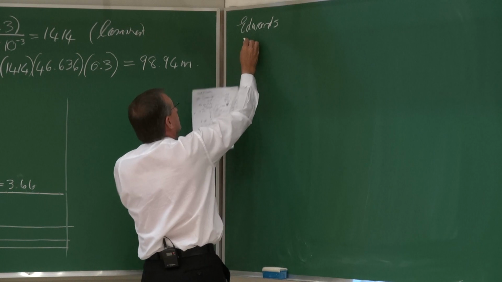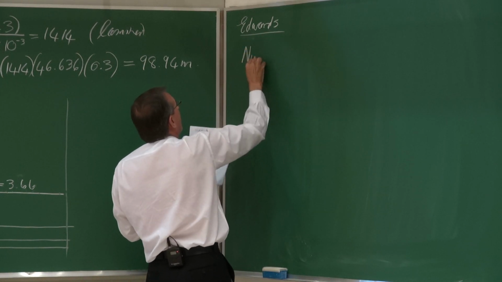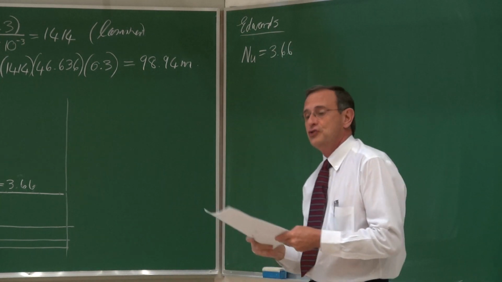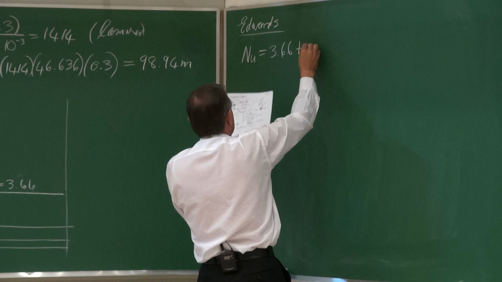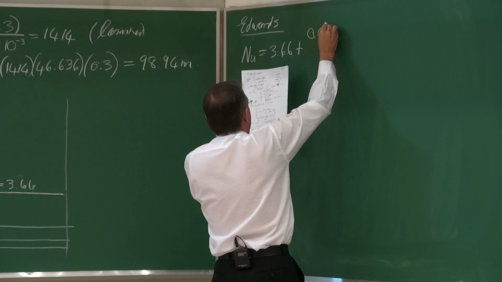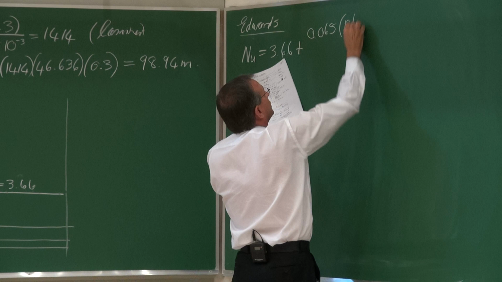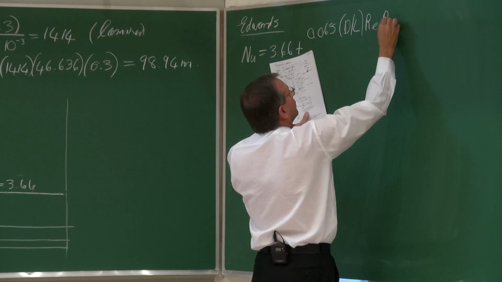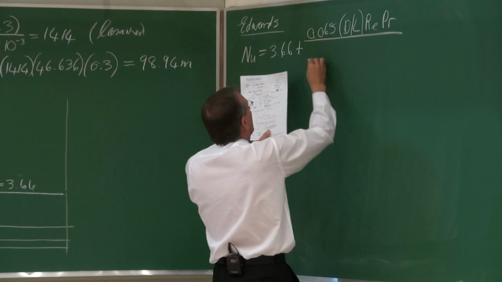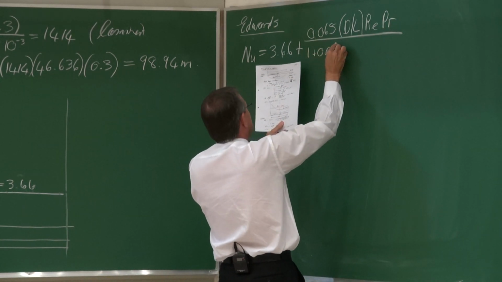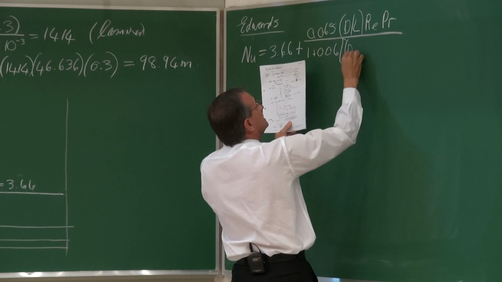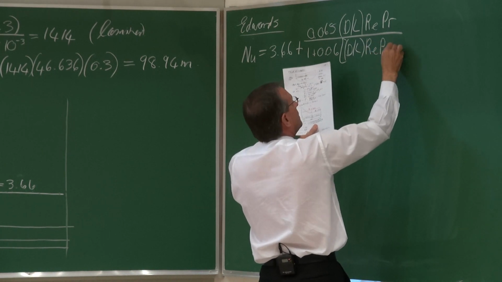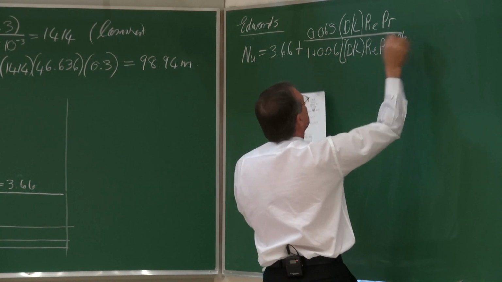Right, now let's calculate this Nusselt number, and we do it with the Edwards equation. In the previous lecture, we did the Edwards equation, and it gives you the Nusselt number as 3.66 plus the developing part, 0.065 multiplied by D divided by L, multiplied by the Reynolds number, multiplied by the Prandtl number, divided by 1 plus 0.06, multiplied by D divided by L, multiplied by Reynolds, Prandtl, everything to the 2/3, something like that.